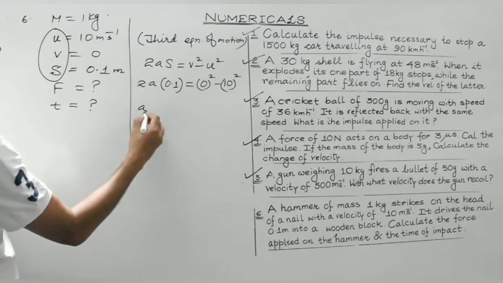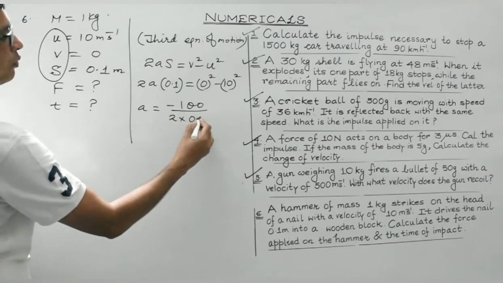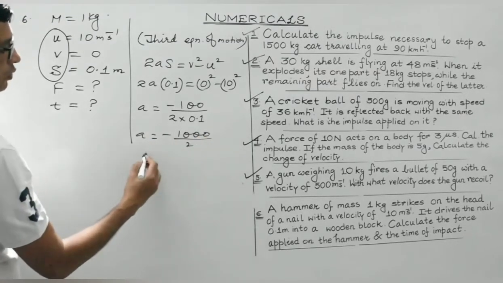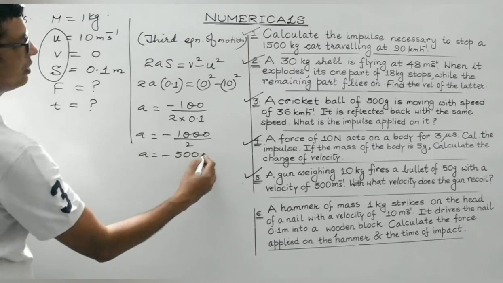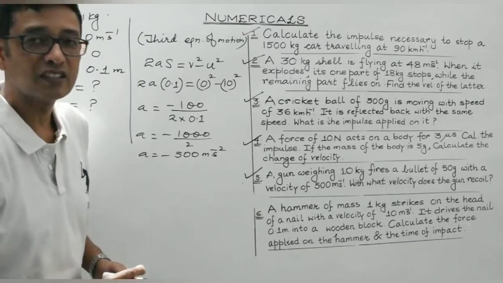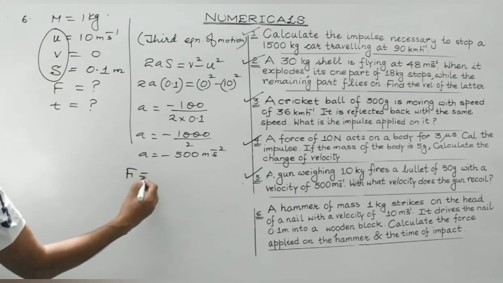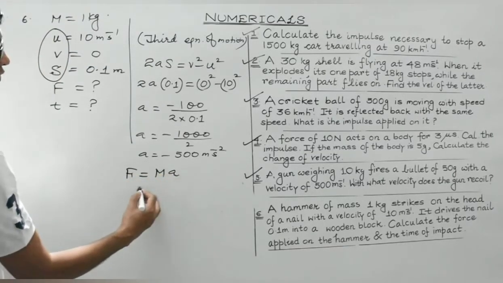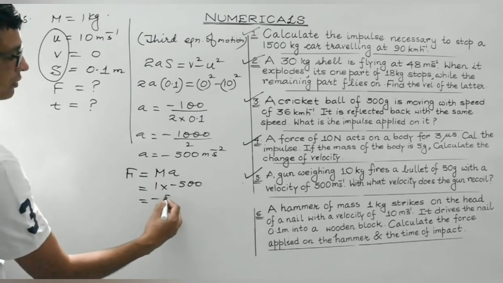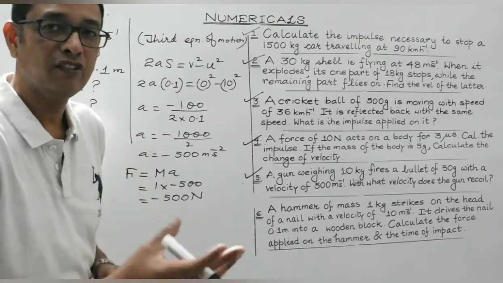So let's solve it. a would be equal to minus 10 square, it would be 100, divided by 2 into 0.1. So a would be equal to minus 1000 divided by 2. So a would be equal to minus 500 meter per second square. So this is the retardation produced. Negative sign suggests that it is the case of retardation, isn't it? So what will be the force? It is equal to mass into acceleration. So what do you get? Mass is 1 and acceleration is minus 500. So it will give us minus 500 Newton. Negative sign suggests that this is the retarding force, right?